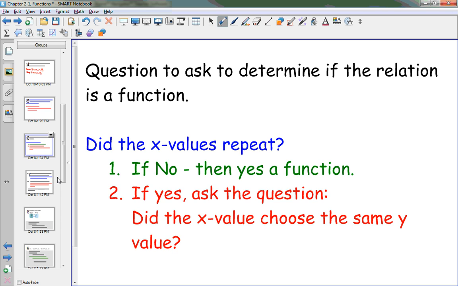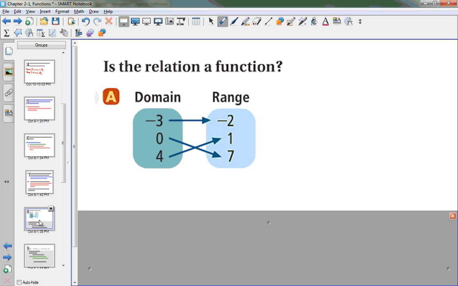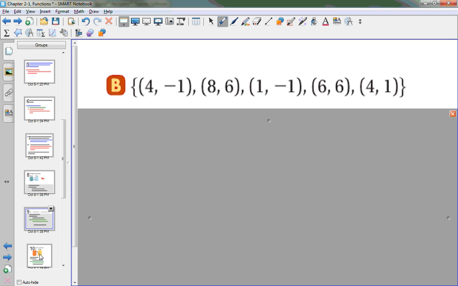Okay, tell me, is this a function? So this is a mapping diagram, and we're going to look at this and say -3 chose -2, 0 chose 7, 4 chose 1. Did I repeat any of my x values and have two different y values? No. So is this a function? Yes.